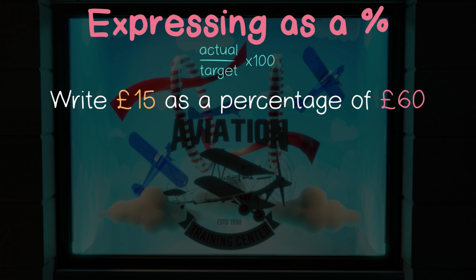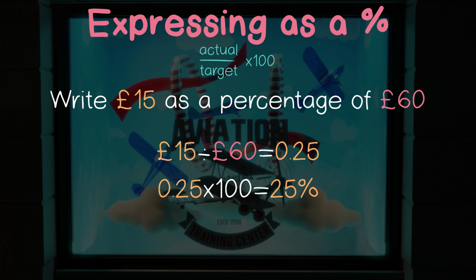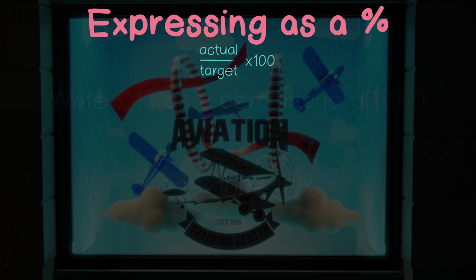To solve these problems, we use a formula. We take our actual value, £15, and we divide that by the target value of 60, and then we multiply that by 100. 15 divided by 60 is 0.25, and now we multiply this by 100 to convert our decimal to a percentage. 0.25 multiplied by 100 equals 25, so we have 25% of the money we need, and nobody flies today. This technique can be used to find what any number is as a percentage of another number.